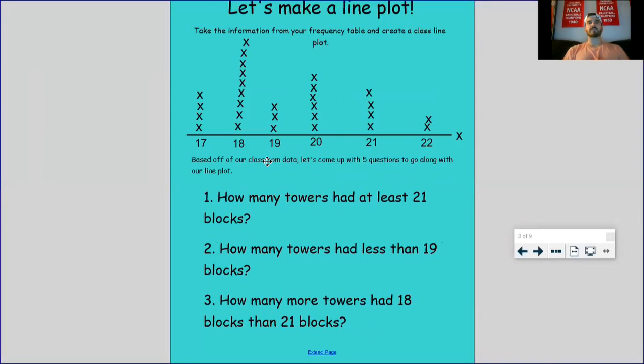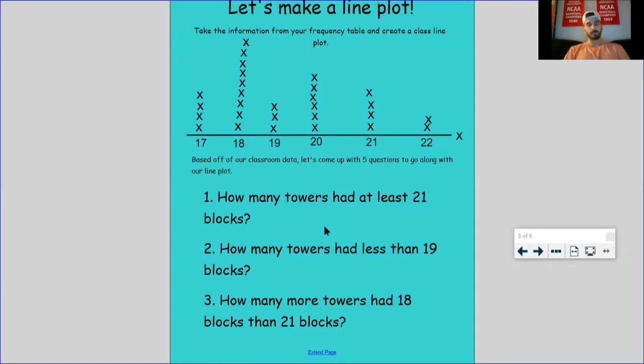Number one says, how many towers had at least 21 blocks? So we've done questions like this already. It's worded a little bit differently. It's like if you go to an amusement park, go to Disney World, it says you have to be at least this tall to ride. That means if you're this tall, you're good. And anything higher, you're good. So at least 21 blocks means if you have 21, you're good. And anything beyond that, you're good. So I'm already going to look at 21 and 22. I got 1, 2, 3, 4, 5, 6. That would have been 6 towers that have at least 21 blocks.